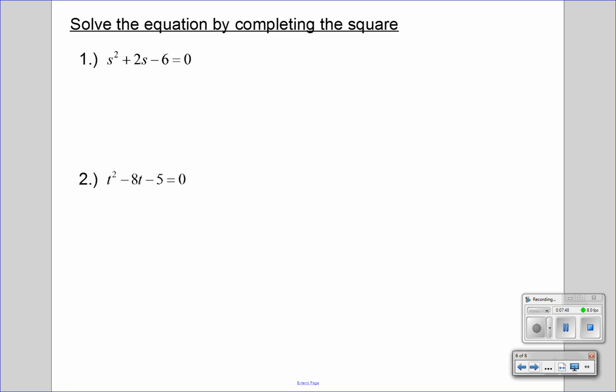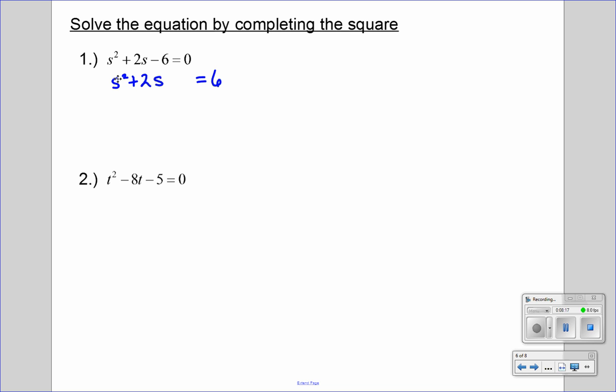All right, so now we're going to put all these pieces together and solve the equation by completing the square. The first thing we need to do is have the a and the b isolated. So we have to move our c, that negative 6, over. We rewrite this as s squared plus 2s, and I leave a little bit of room, equals 6, because we add the 6 to the other side. You'll see why I leave some room for this one.